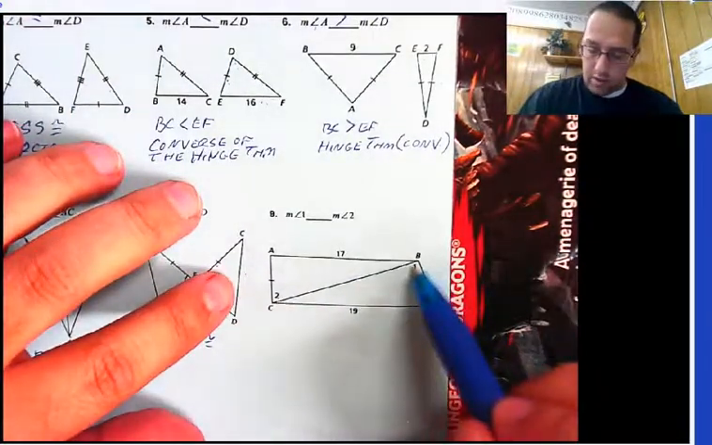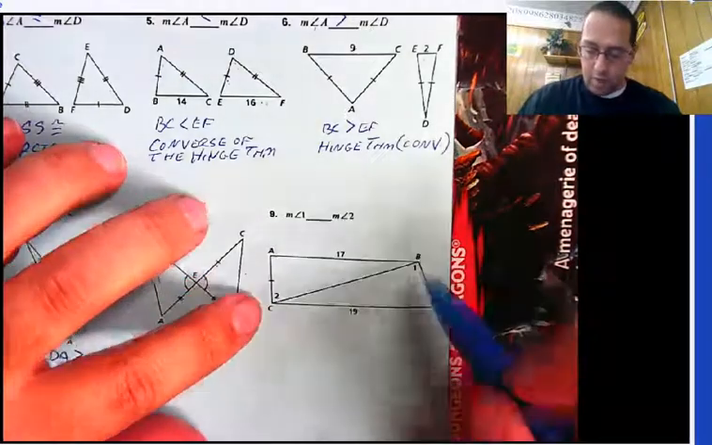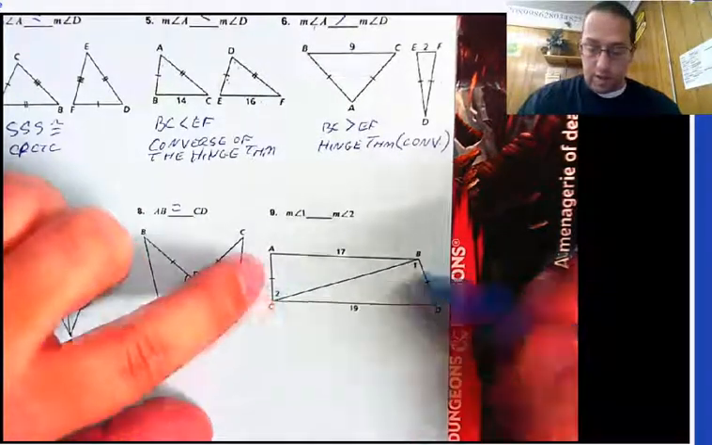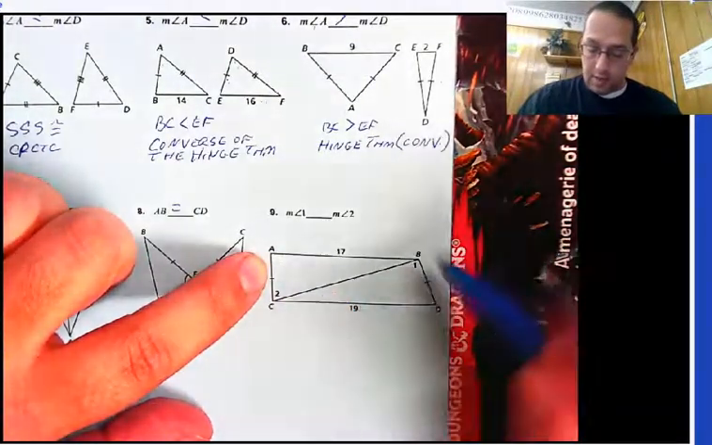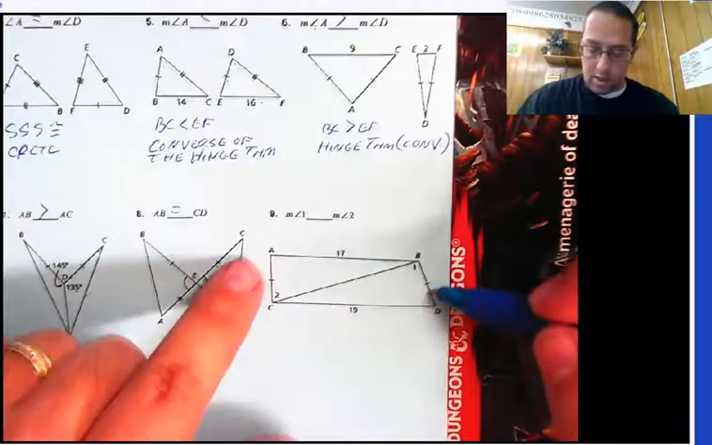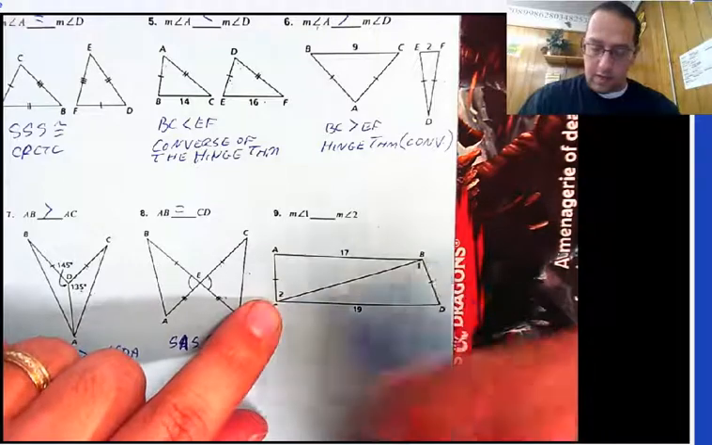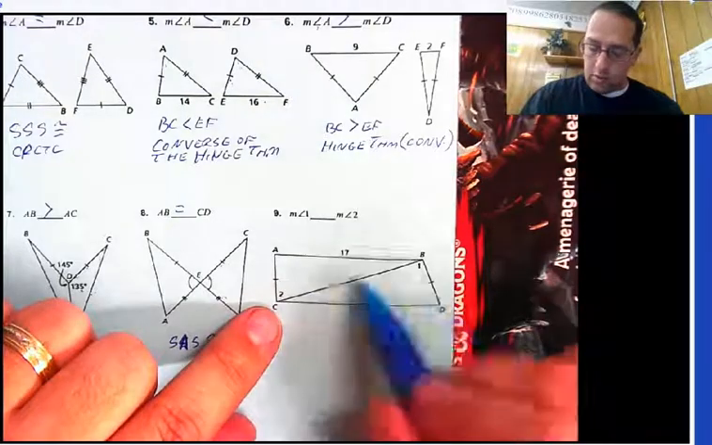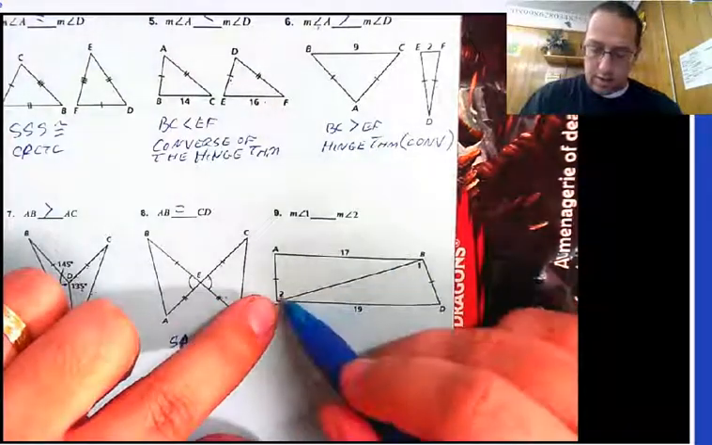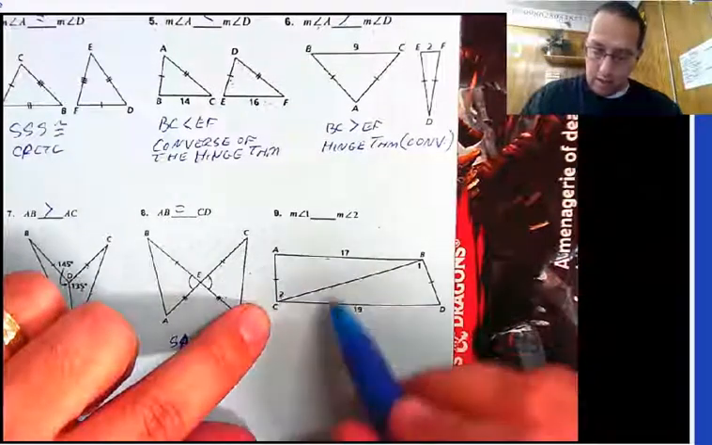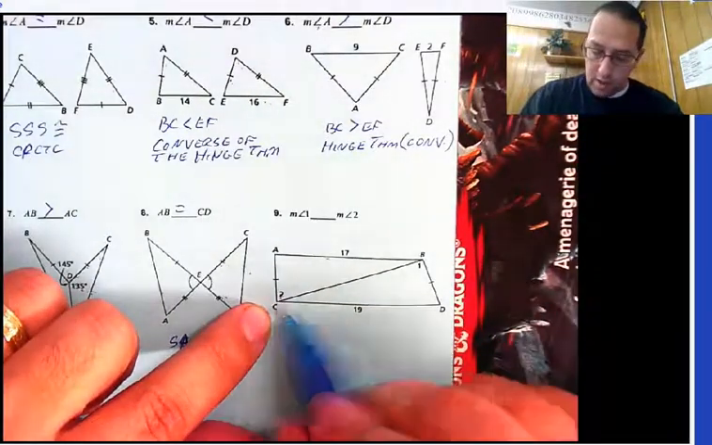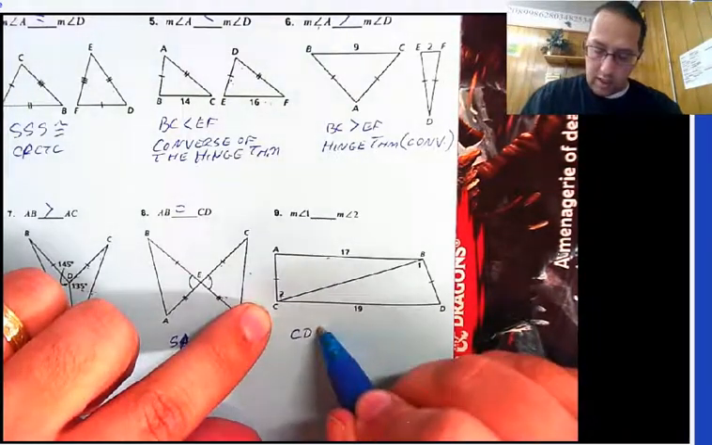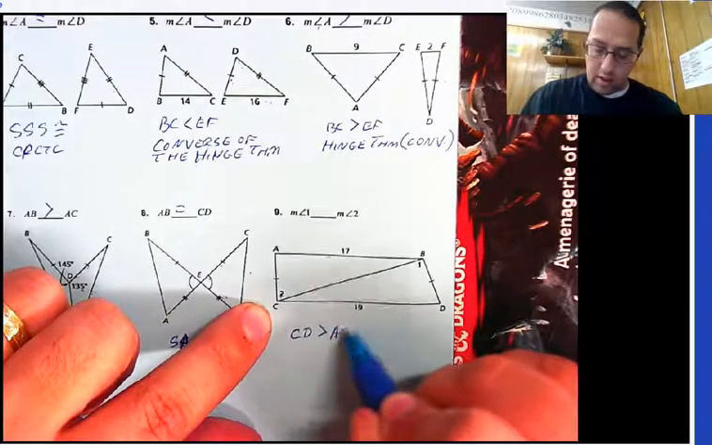All right, number 9, what do we got here? We're going to compare the measure of angle 1 to the measure of angle 2. We have to make sure that the sides that form those angles are congruent. That would be AC and CB congruent to BD and BC. Well, CB and BC are the same side, it's reflexive, so we're good there. Since the two sides that make those angles are congruent, we need to look at the sides opposite. So, AB and CD. CD is 19, AB is 17, so the length of CD is greater than the length of AB.